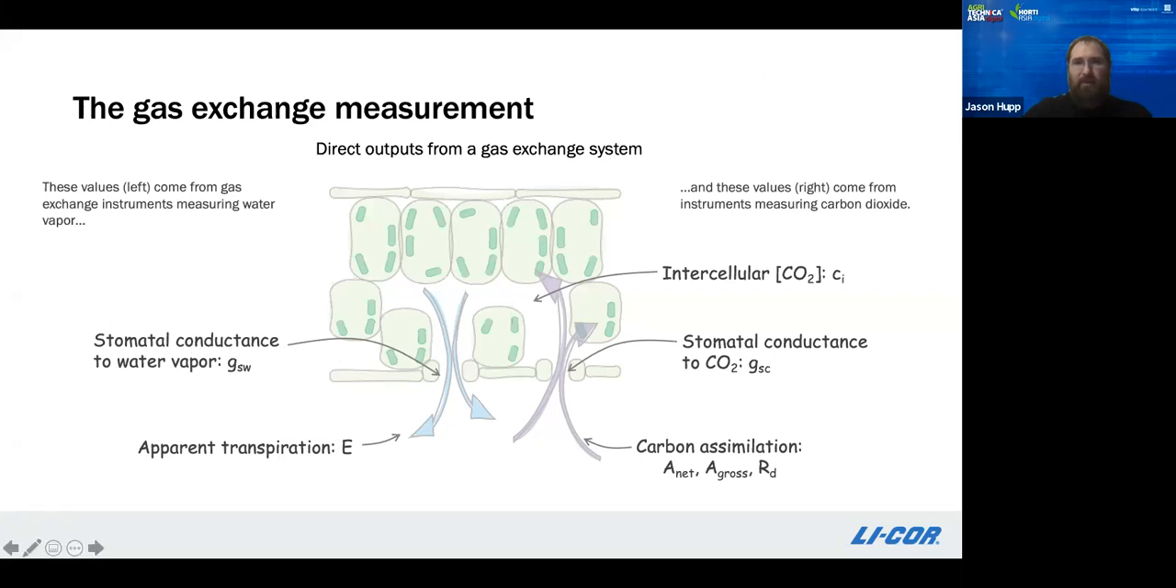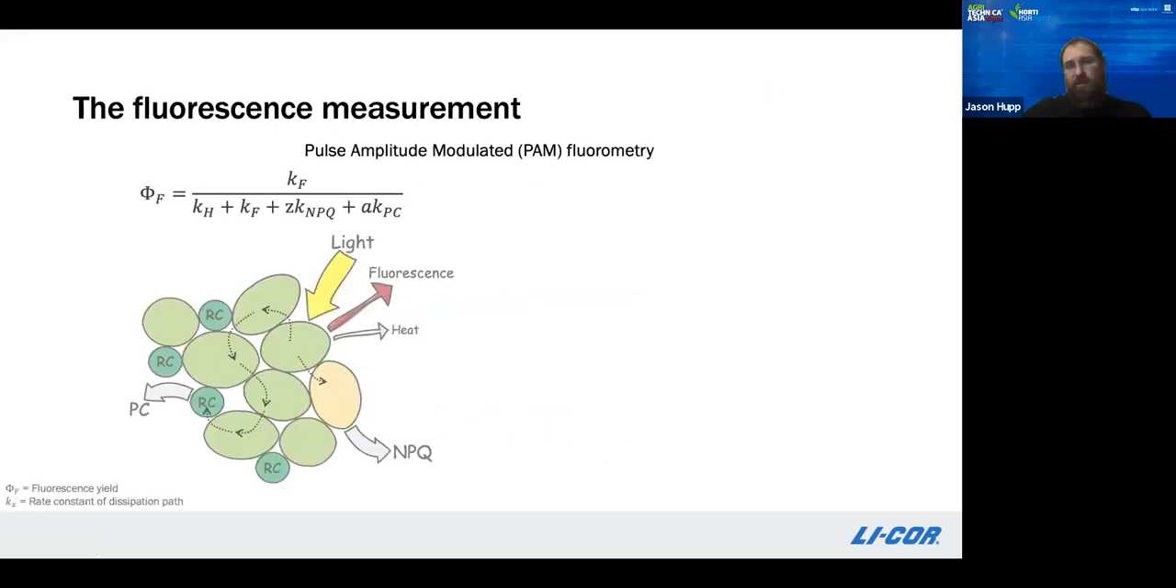The other measurement that we make is a fluorescence measurement. And I have 3 slides to summarize fluorescence here, which probably doesn't do it justice because it's biochemically a quite complicated thing to measure, but the implementation and the derivation of the parameters is fairly straightforward. The technique that we use is called pulse amplitude modulated fluorometry. That's the primary methodology we use to make fluorescence measurements.